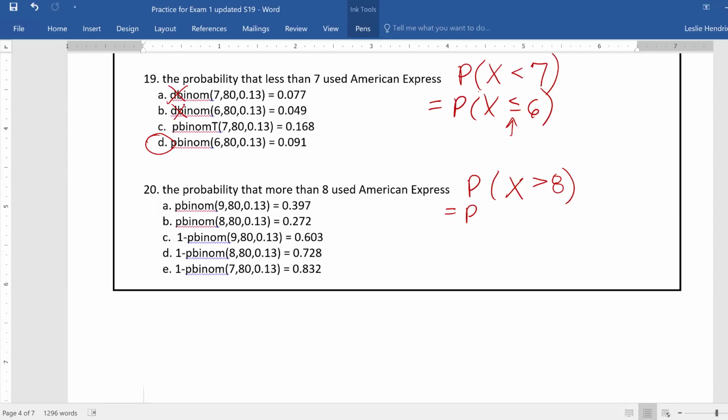All right, so if you're bigger than 8, you're bigger than or equal to 9. And if you want to keep 9 on up, then you can do 1 minus 8 on down, because 8 on down is the complement of 9 on up. And everything in the sample space adds to 1. So the probability of being bigger than or equal to 9 is the same thing as 1 minus the chance of being less than or equal to 8. And now that we have a less than or equal to sitting here, we can use the p-binom function. So it's going to be 1 minus p-binom, my number of interest is 8.